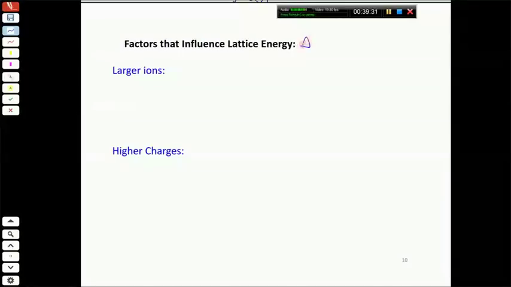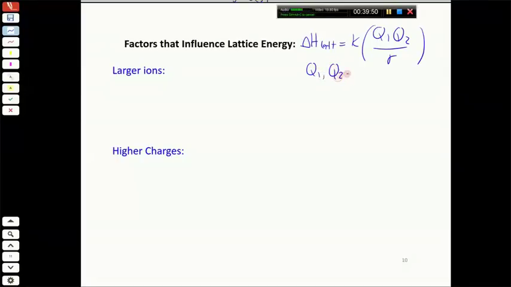So from basic physics, what happens is that the lattice enthalpy is equal to some constant times the two charges multiplied together divided by the distance of separation between them. Alright, so Q1 and Q2 are the charges of the ions in the compound. And as I said, it's going to be either +1 and -1 or +2, -2 or some combination of those. We're talking about just simple binary ionic compounds. So those are the charges, and then R is going to be the distance between them when they pack together into the ionic compound. So these are the two factors.